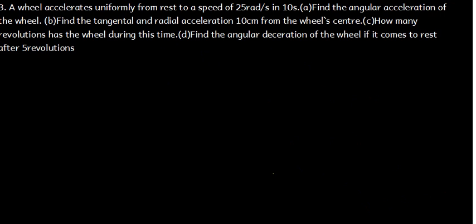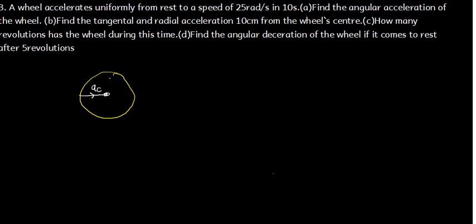Now let's go to this question. A wheel accelerates uniformly from rest to a speed of 25 radians per second in 10 seconds. Find the angular acceleration of the wheel. Now we need to get to know this. When you've got something that is moving in a circle, there is always a force pulling it towards the center, and so it accelerates towards the center, and that acceleration is called centripetal acceleration or radial acceleration.